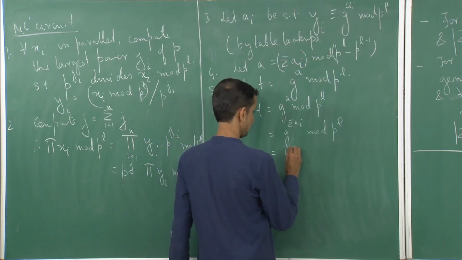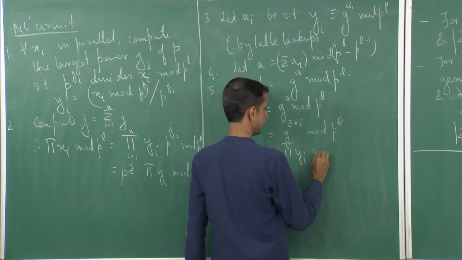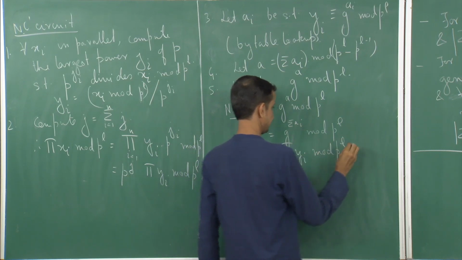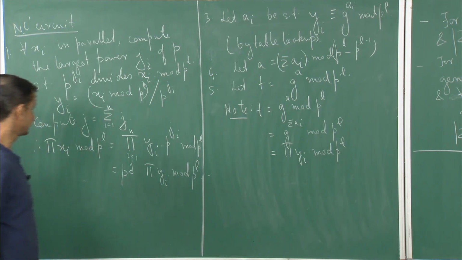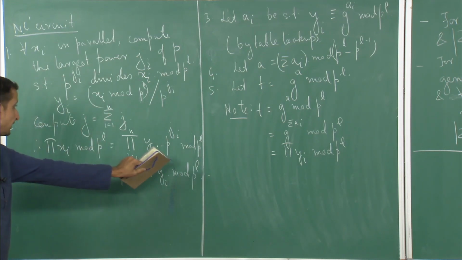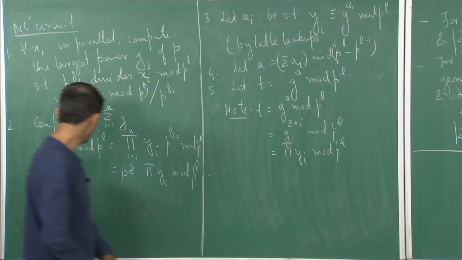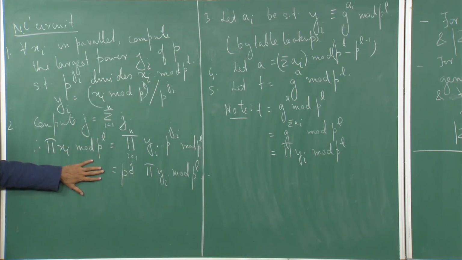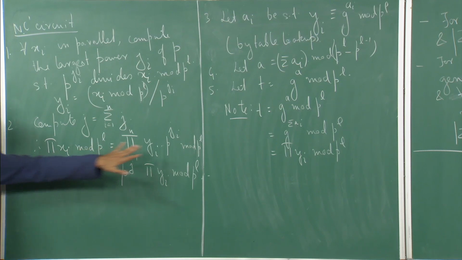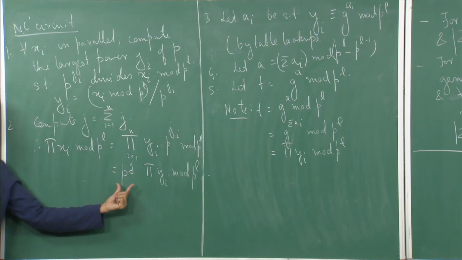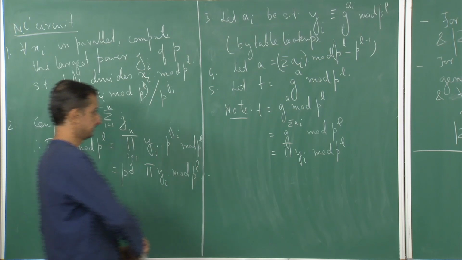So I have product of all these yi's mod p to the power l, and product of all the yi's mod p to the power l is nothing but this quantity divided by p to the power j. Okay. So essentially what do I have to output now? If I want to output this, what should I output? Just t times p to the power j, and that's it.